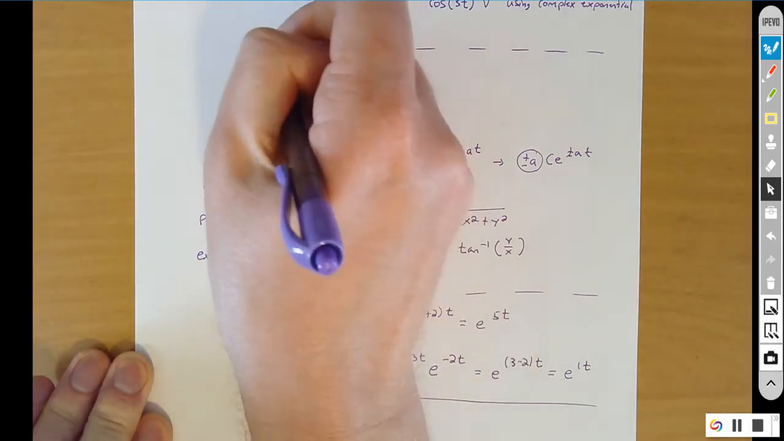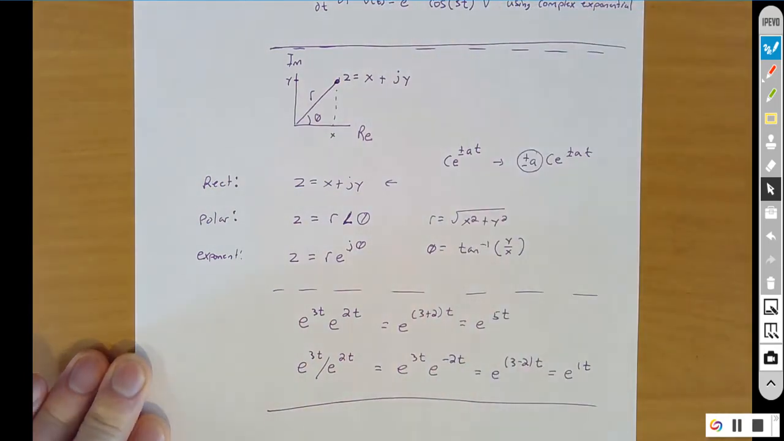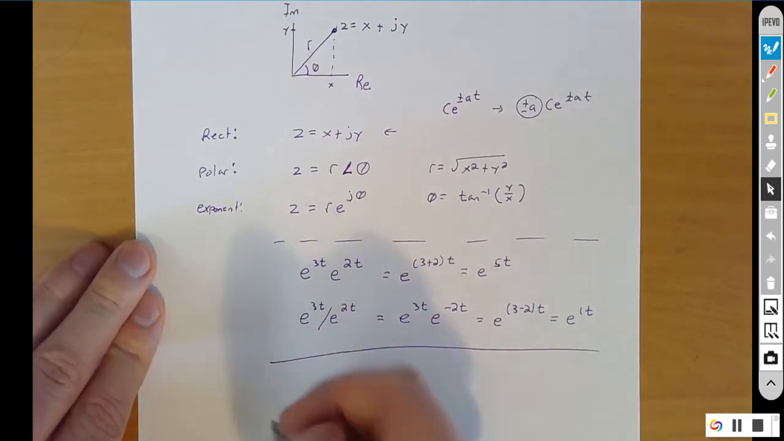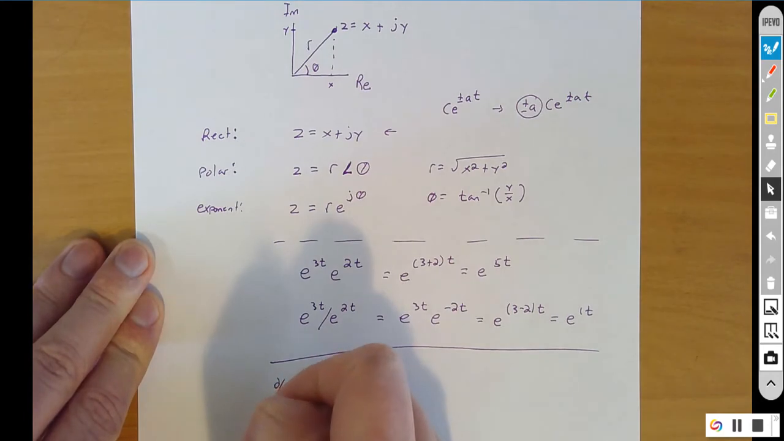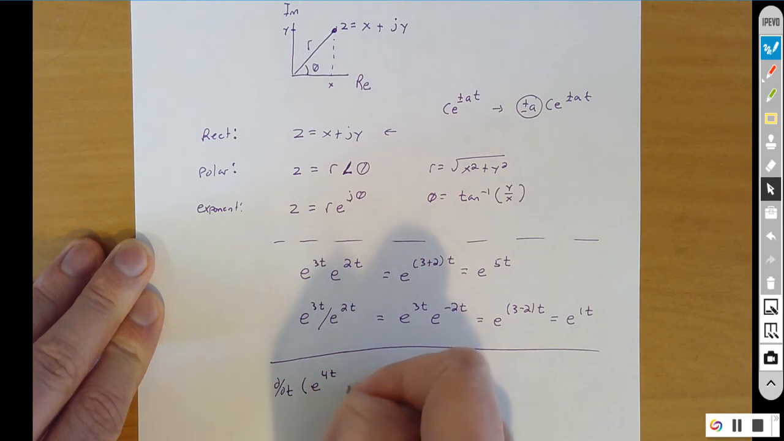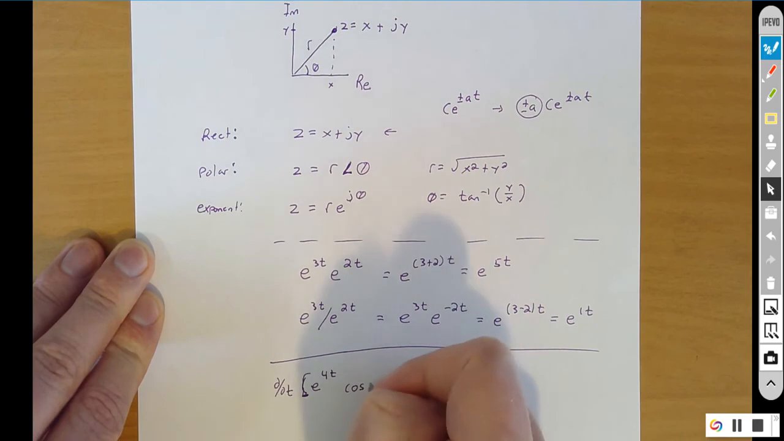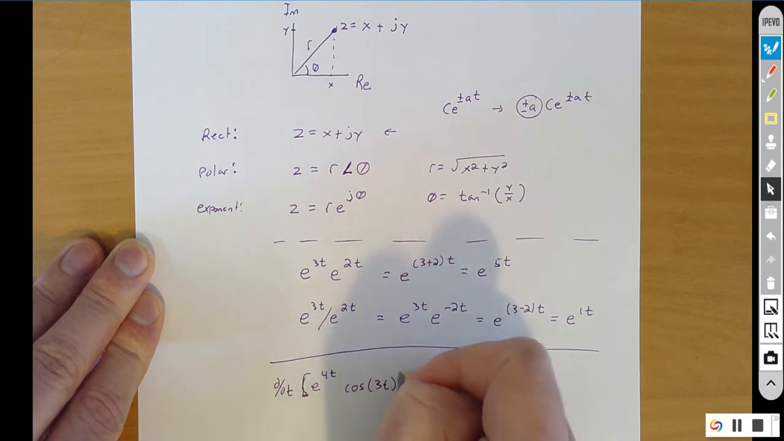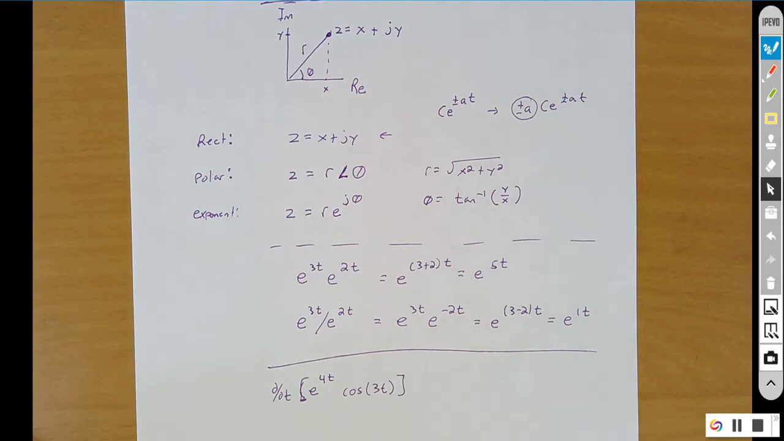All right, so let's head back to our example. Our example asks us to take the derivative of e to the 4t cosine of 3t. You could do that using your standard integration rules, but you're going to end up getting a sine and a cosine function, and that's not really desirable. We'd like to keep it just as a cosine function if we could.